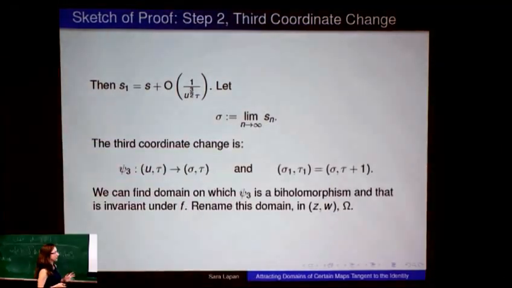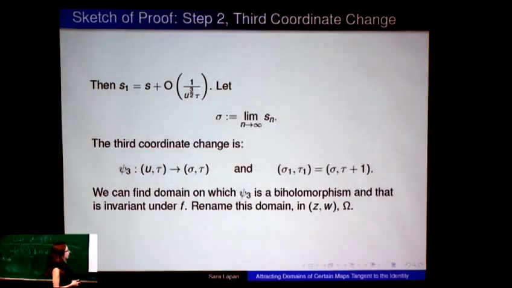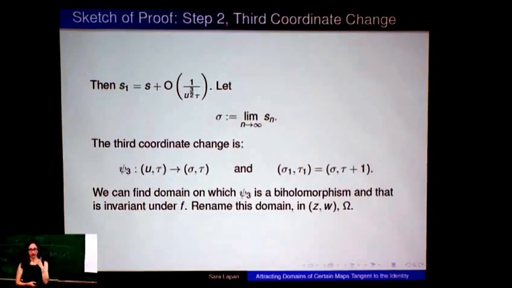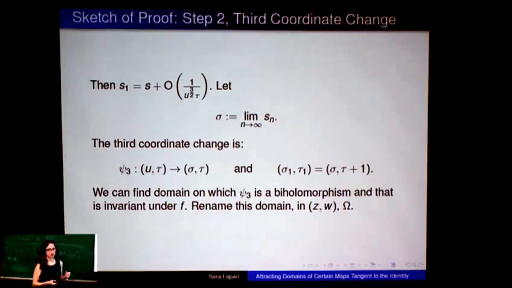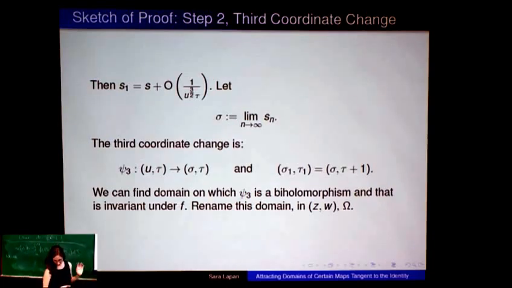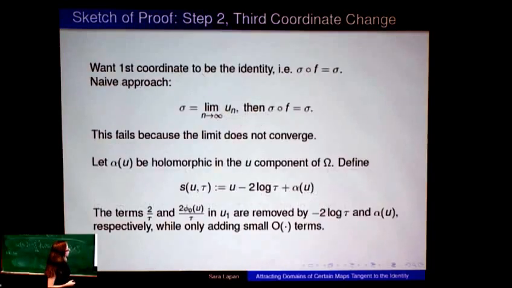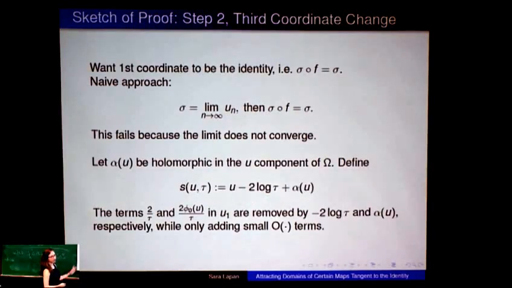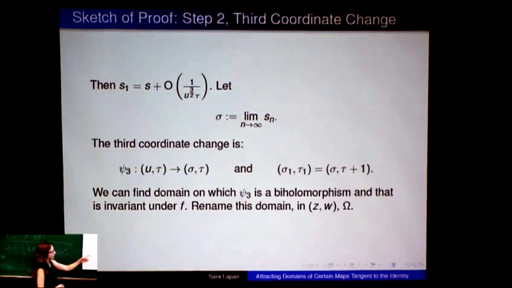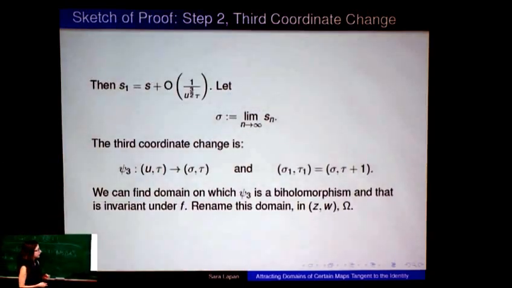So we're ready to finish our third coordinate change. So we have psi3 maps u comma tau to sigma comma tau, and now f acts on our new coordinates just like translation. So sigma, tau goes to sigma comma tau plus 1. And we can find a domain on which psi3 is a biholomorphism, and that is invariant under f. So it's similar to this, but we have to add in something to account for the 2 log tau term that we have here, because that affects s. But it looks similar in definition to that.